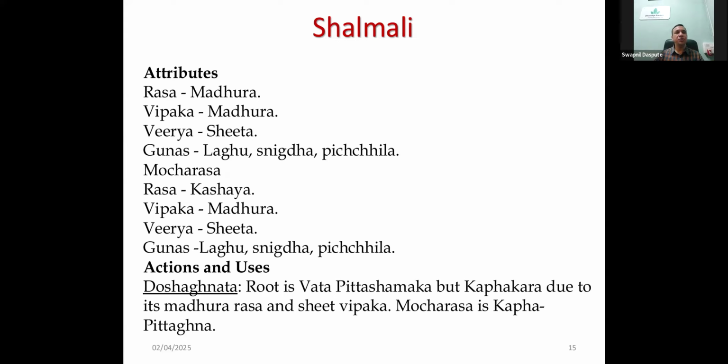Actions and uses. In Doshaghnata, let us see, root is Vata Pitta Shamaka, but Kaphakara due to its Madhura rasa and Shita Vipaka. So it is used majorly in Vata and Pitta. In that also, Pitta Shamaka, in Pittaja conditions more than the Vataja. Mocharasa is Kapha and Pittaghna.